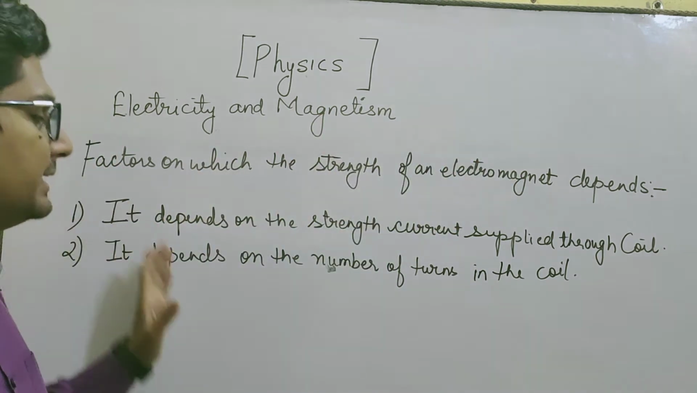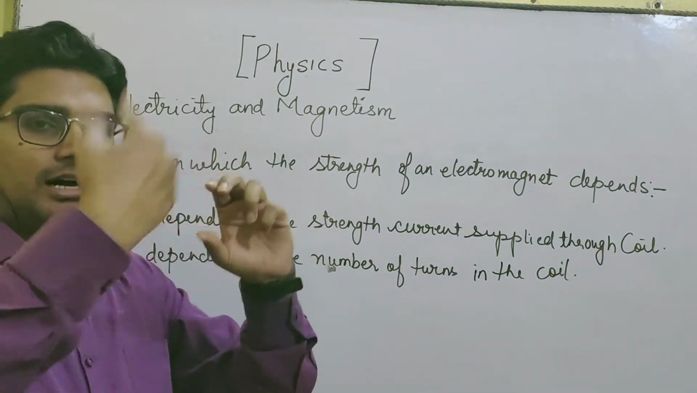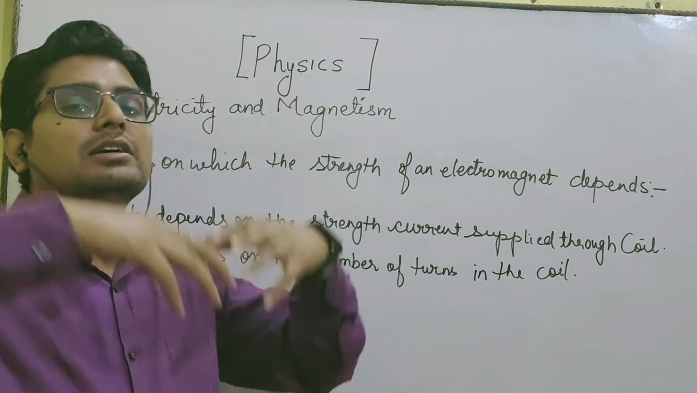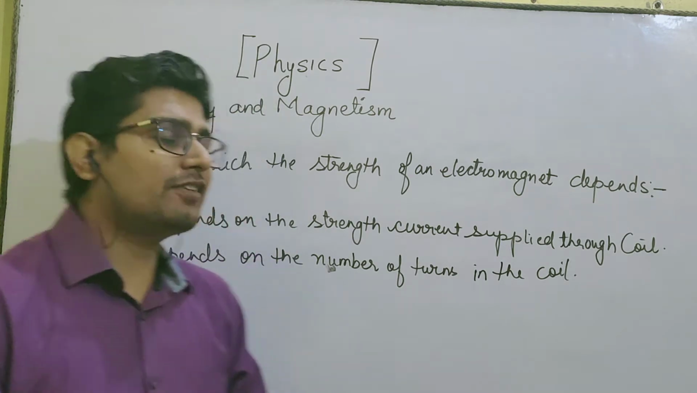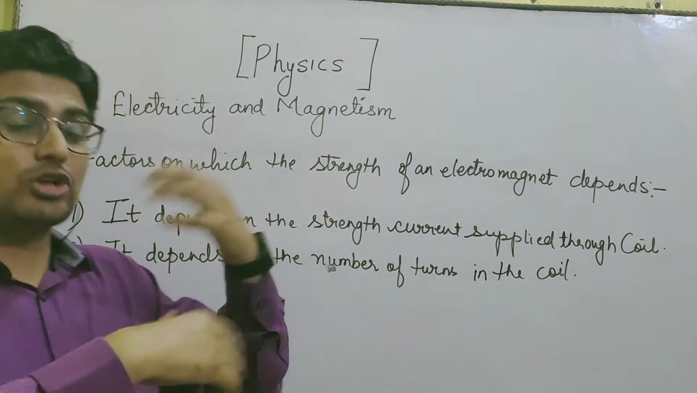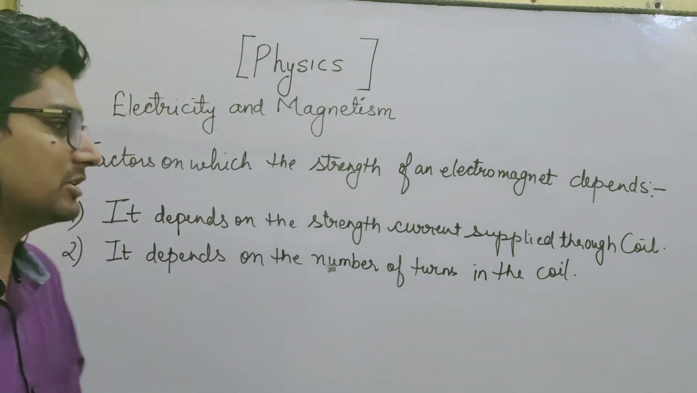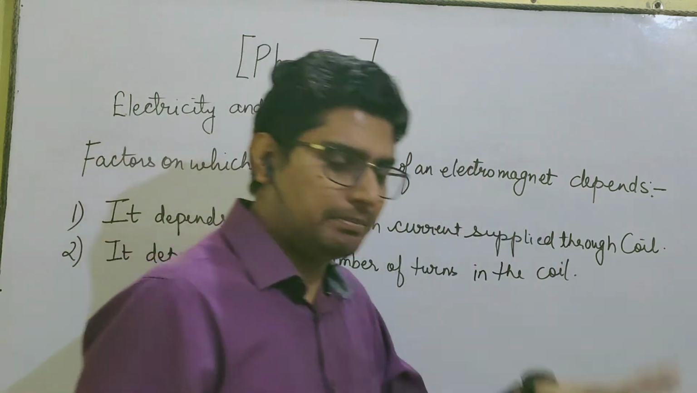Second one, it depends upon the number of turns in the coil. The number of turns we have placed with the help of the wire. If you increase the number of turns, you will find that the strength of the electromagnet is also increased. If you decrease the number of turns, you will find that the strength of the electromagnet has also decreased. So these are the two important factors on which the strength of electromagnet depends.